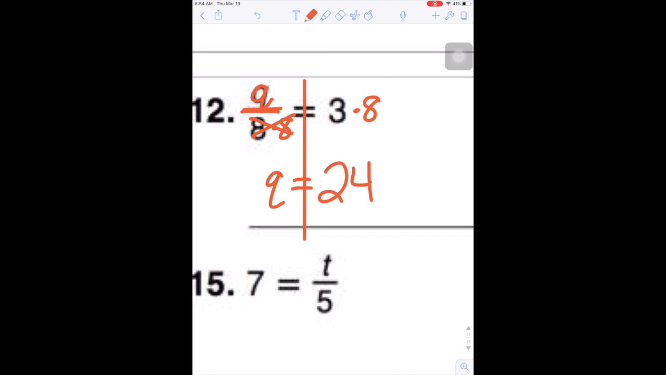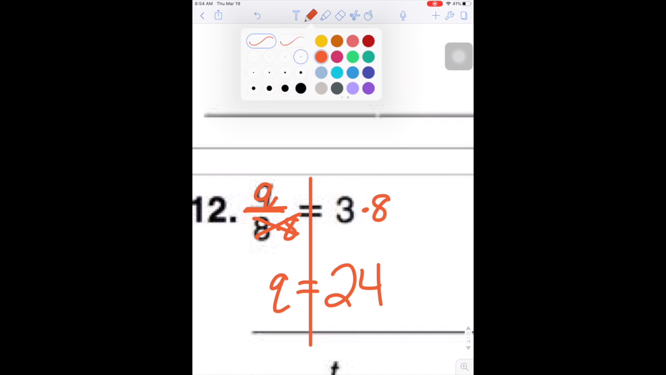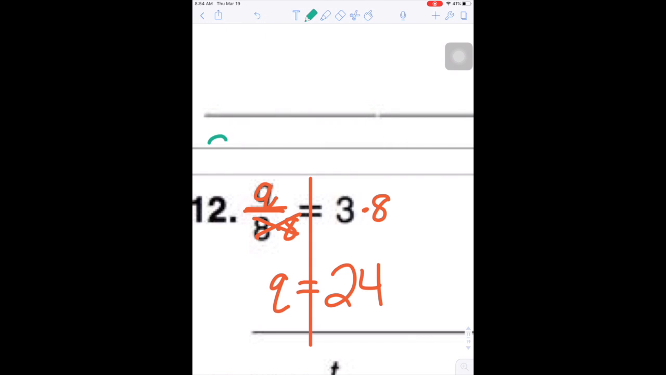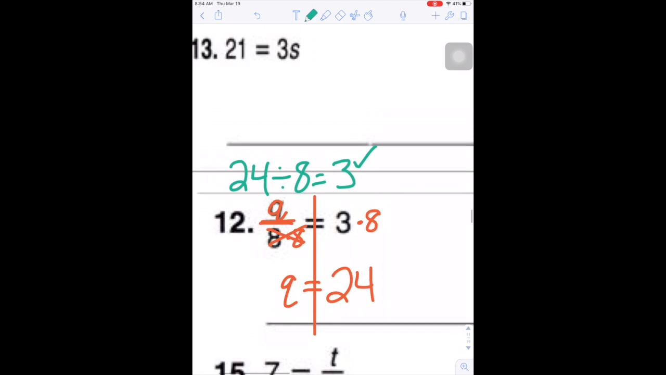3 times 8, 24. So again, you're going to take a different color, plug it back in, and say, what happens if I have 24 divided by 8, and I should have 3. Check.